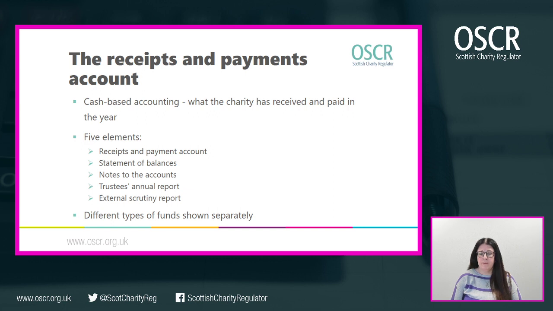Within receipts and payments accounts and also accrued accounts, it's really important to show the different types of funds separately that a charity has. By this, I mean the different types of funds in terms of unrestricted, restricted, and endowment funds. There are separate columns that should be shown in the accounts for each of these different types of funds. Many charities might only have unrestricted funds.